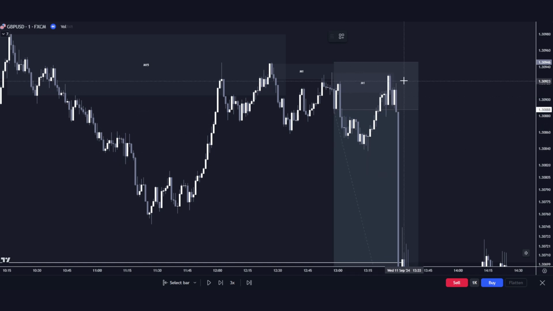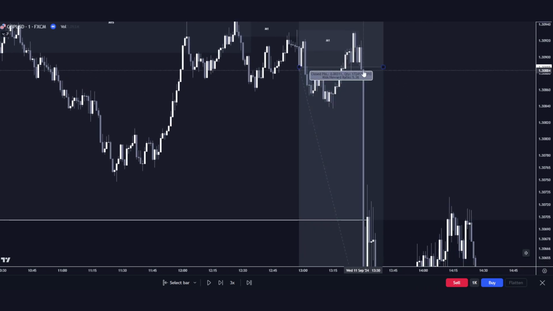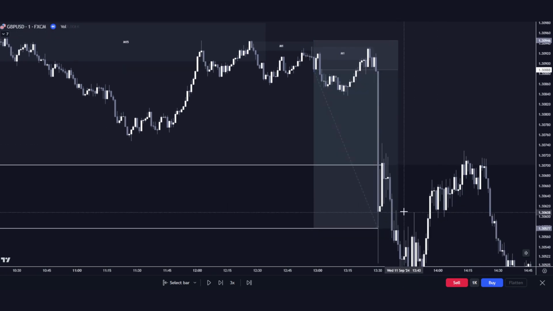As you can see here, we had the second mitigation. So the supply was there. Price came back up, filled the imbalance here, and tapped into this POI area that I had marked up. Then price engulfed again, providing a second opportunity just 1 minute before CPI. So if you'd entered that trade, literally a few seconds later, you would have been instantly in profit. No drawdown, straight into the TP.